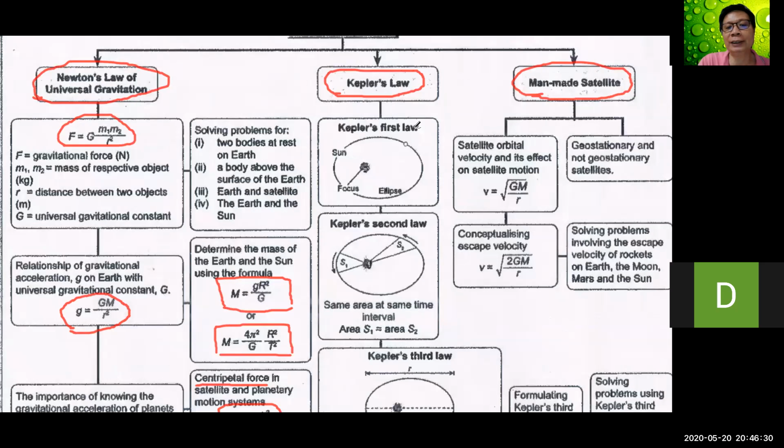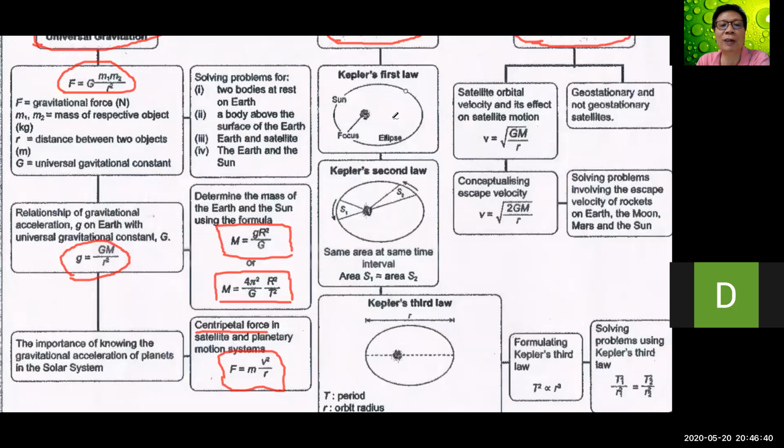Lesson 2 will be Kepler's law. Actually, among these three, I will say Kepler's law is the most important in your chapter 3. Kepler's law, I want you to focus on three laws only: first, second, third. The first law is the ellipse. The keyword is ellipse. All the planets are orbiting in the universe with the sun as a focus, like Earth, Mars, Uranus, all these. They are orbiting the sun in the shape of an ellipse.